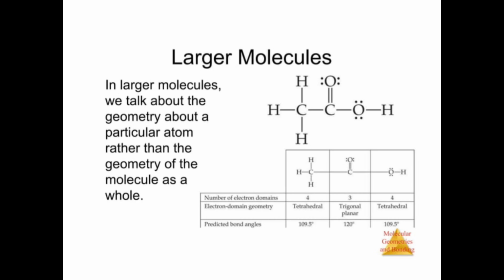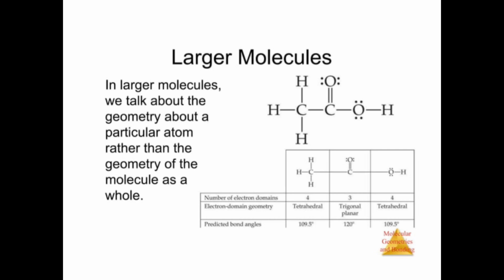That's why it is still tetrahedral, because it has a methane molecule with one H replaced by the COOH group. Then the first C in COOH is trigonal planar because of its electron domains, with no lone pair, so it's going to have trigonal planar geometry, which is 120 degrees. And then the oxygen with two lone pairs, bonded to a hydrogen, gives a tetrahedral arrangement, which is 109.5.